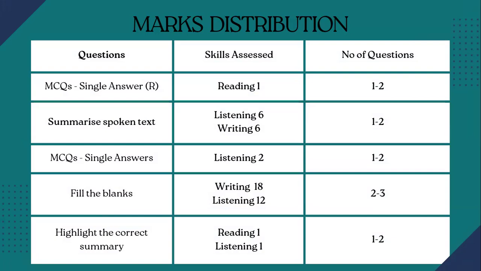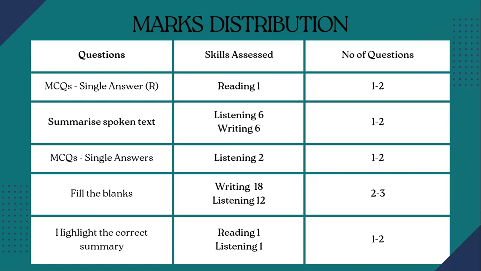Then comes your listening module, which is your last module. It is summarized spoken text, which is your first question, giving a contribution of 6 in listening and writing. And you will get 1 to 2 questions, and in most cases, just 1 summarized spoken text. MCQ singular, again not important, but giving you a contribution of 2 in listening, and you will get 1 or 2. Fill in the blanks listening, an important question. Writing, it is giving you 18 in writing and 12 in listening. So this question will help you to pass your writing module, and you will get 2 to 3.